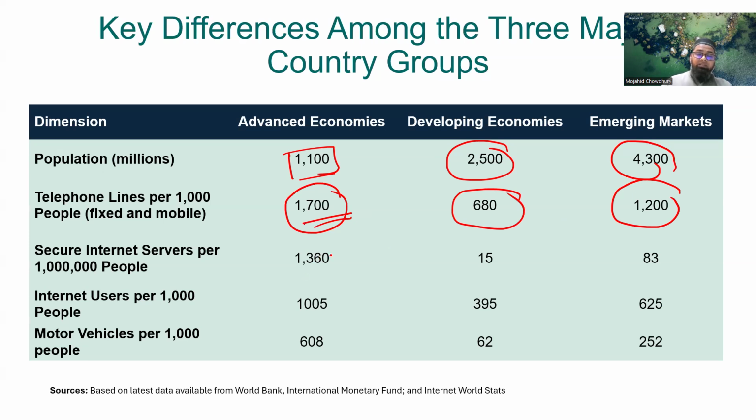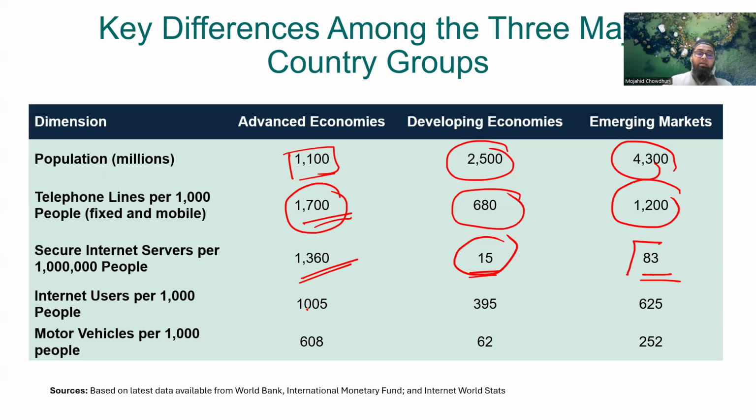Secure internet service providers per 1 million people. You see, this is a huge gap. For the spread of business, you need to have an internet connection. The advanced economies are super high, like 1360. On the other hand, developing economies have only 15 internet servers per 1 million people. Very few, and it is also very less in emerging markets. So if internet connections and servers increase, it will allow the business to expand to new horizons.